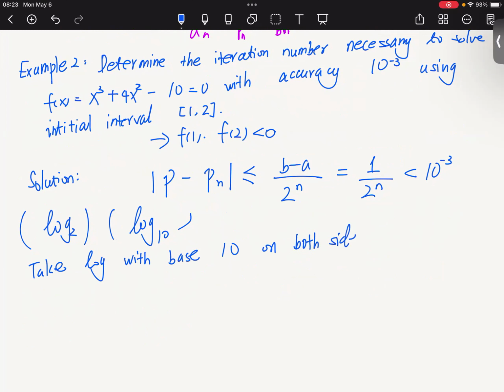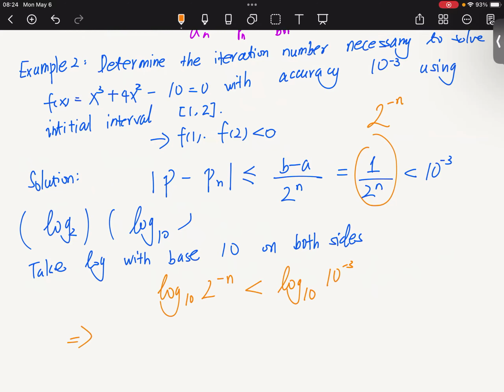This is because I'm choosing the base according to the tolerance number. I got this one, and first of all, I'm going to revise this one a little bit. This one is just 2 to the negative n. If I take the logarithm, I get logarithm base 10 of 2 to the negative n, and it's smaller than logarithm base 10 of 10 to the negative 3.